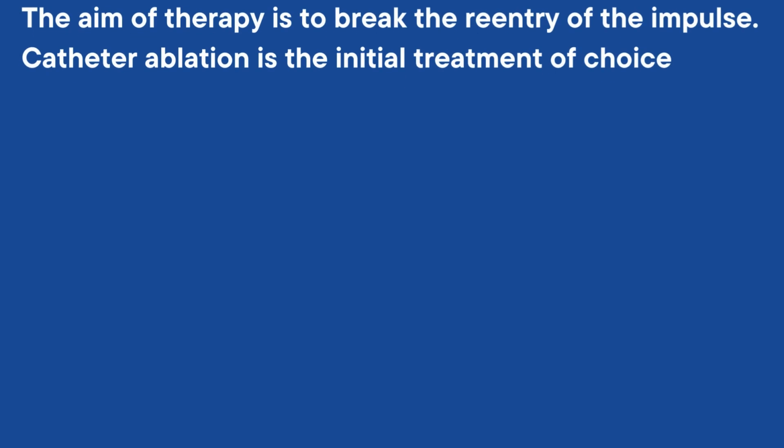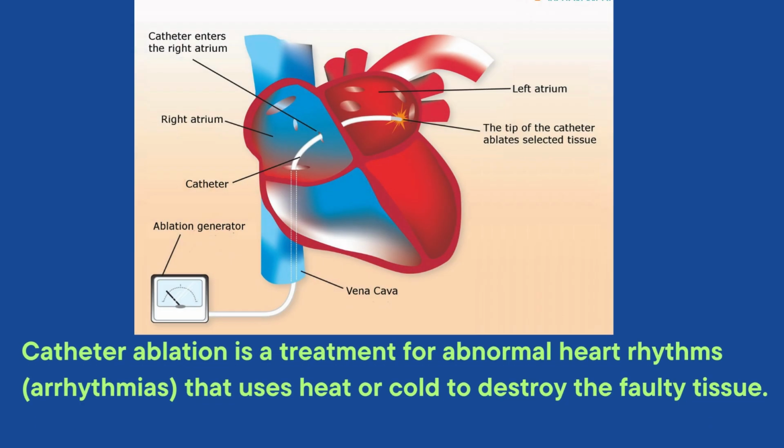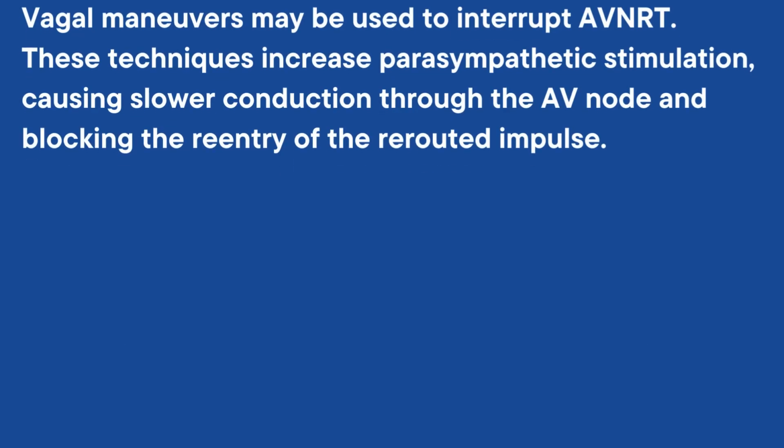Catheter ablation is the initial treatment of choice and is used to eliminate the area that permits the rerouting of the impulse that causes the tachycardia. Catheter ablation is a treatment for abnormal heart rhythms that uses heat or cold to destroy the faulty tissue. Vagal maneuvers may be used to interrupt AVNRT. These techniques may increase parasympathetic stimulation, causing slower conduction through the AV node and blocking the re-entry of the rerouted impulse.